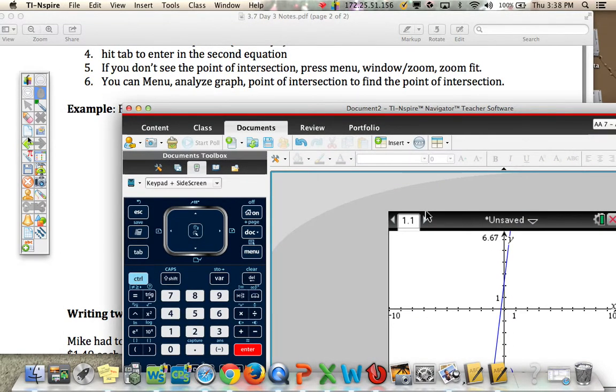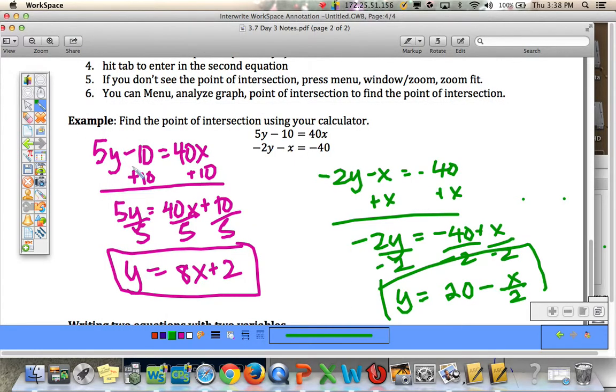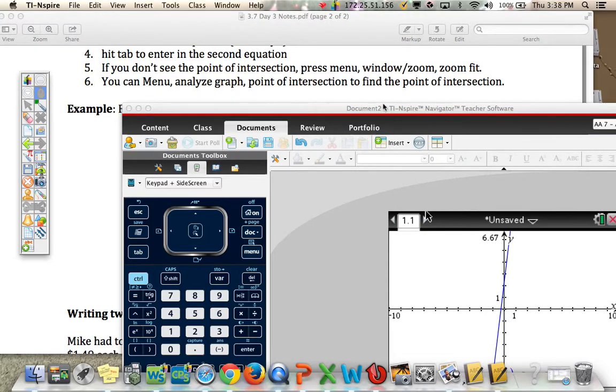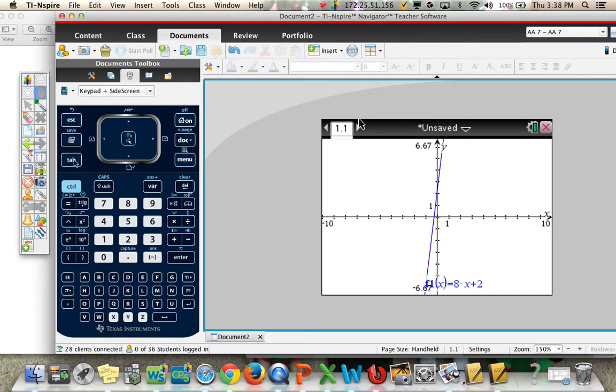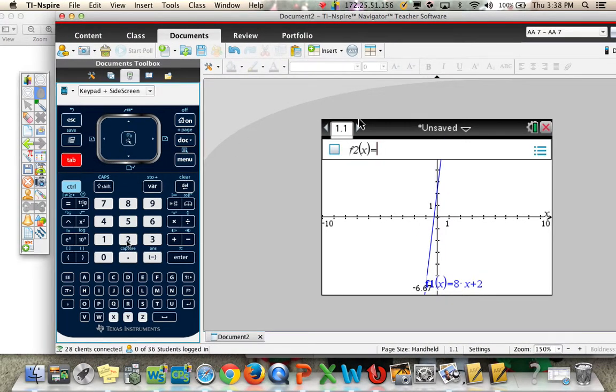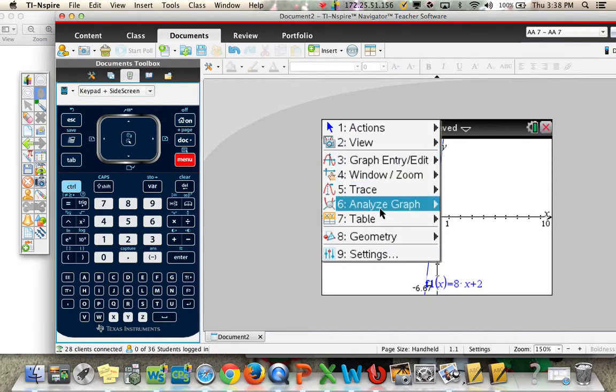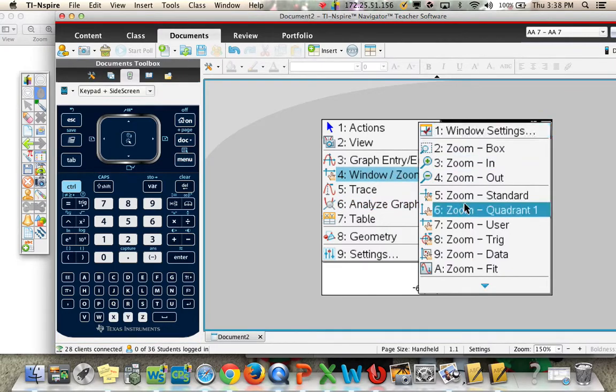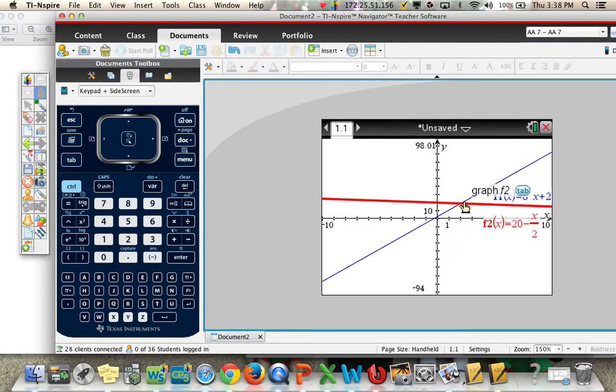And the second one, 20 minus x over 2. So we would hit tab, pull down the graph, 20 minus parentheses x divided by 2. Graph that. We can't see it, so we're going to hit menu, window zoom. Let's zoom fit this. There's that point of intersection.